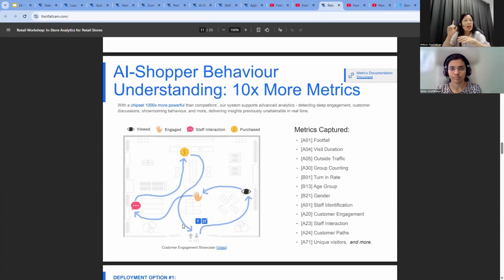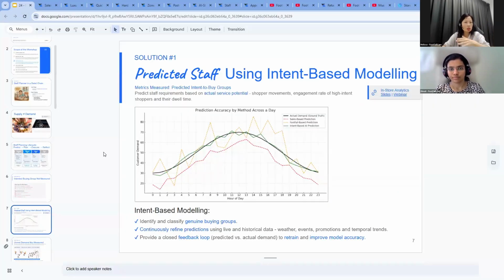a buyer. And when you have that level of insight, your planner is empowered, not just with a better prediction, but with a credible and consistent model that works across the region, across stores, and across time. And that's the breakthrough.